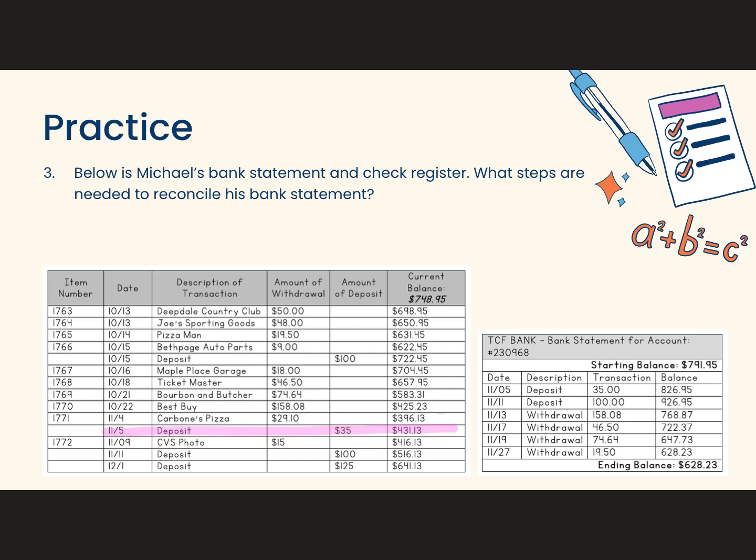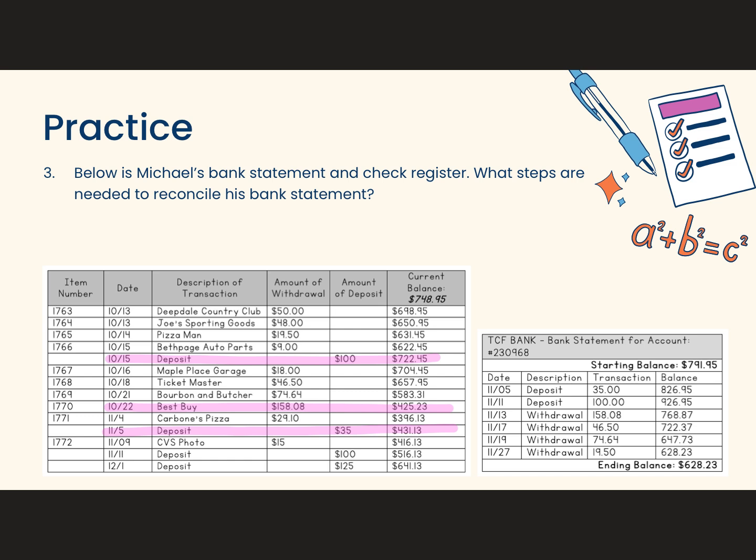We also have a deposit for $100. It looks like that's going to be this one right up in there. Then we also have a withdrawal for $158.08. So let's figure out where that is. $158.08 is going to be this Best Buy purchase right here. So I'm also going to highlight that.